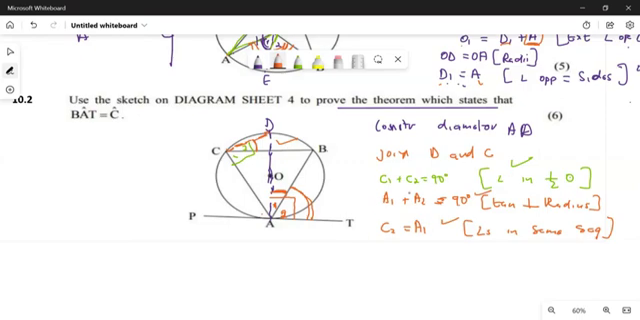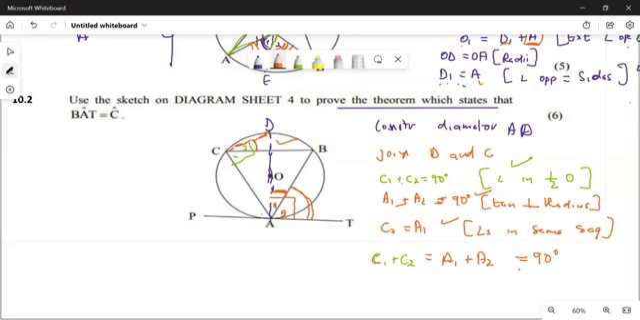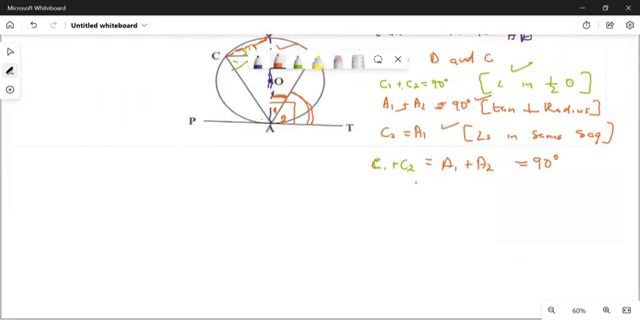And then the next thing that I'm going to tell them is that this angle and this angle are equal because both of them are equal to 90. Would you agree with me? It means I can say C1 plus C2 is equal to A1 plus A2, because both of them are equal to 90 degrees. But remember, what did we say here? We know that C2 is equal to A1.